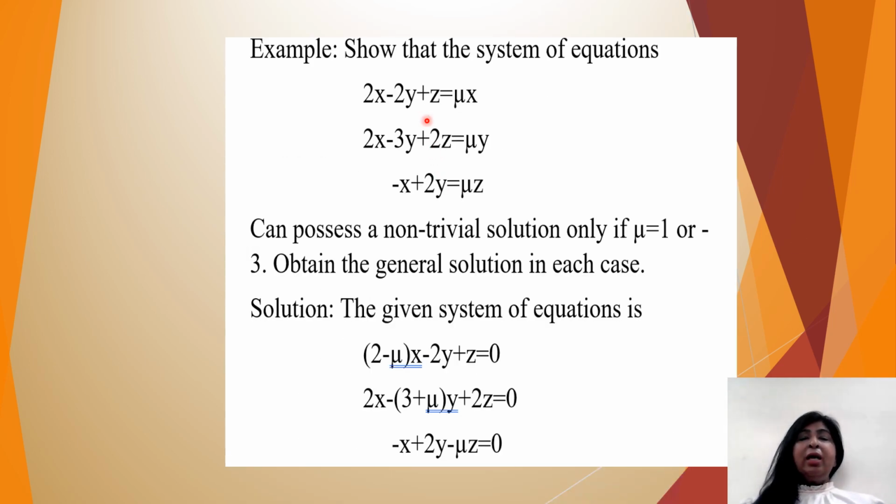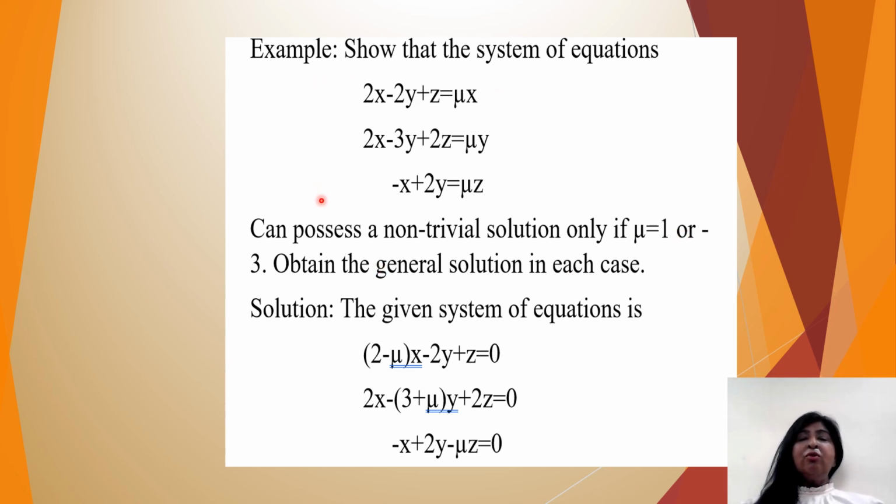Now take up another example. Show that the system of equations 2x minus 2y plus z is equal to mu x, 2x minus 3y plus 2z is equal to mu y, minus x plus 2y is equal to mu z possesses a non-trivial solution. Condition is mu is equal to 1 or minus 3. Then you have to obtain the general solution for each case, when mu is equal to 1 and when mu is equal to minus 3.